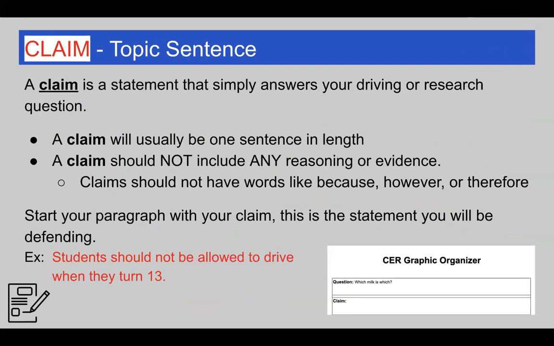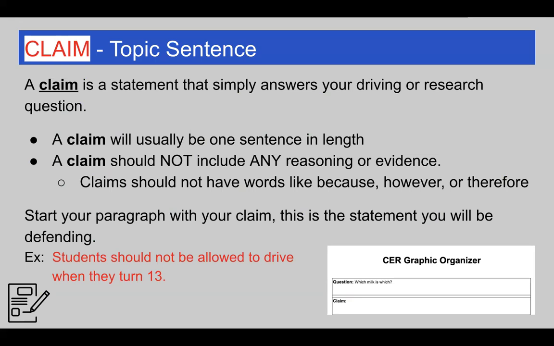A claim is a statement that simply answers your driving or research question. A claim will usually be one sentence in length. A claim should not include any reasoning or evidence. Claims should avoid words like because, however, therefore. We're not explaining anything, we're just stating the answer to the question.